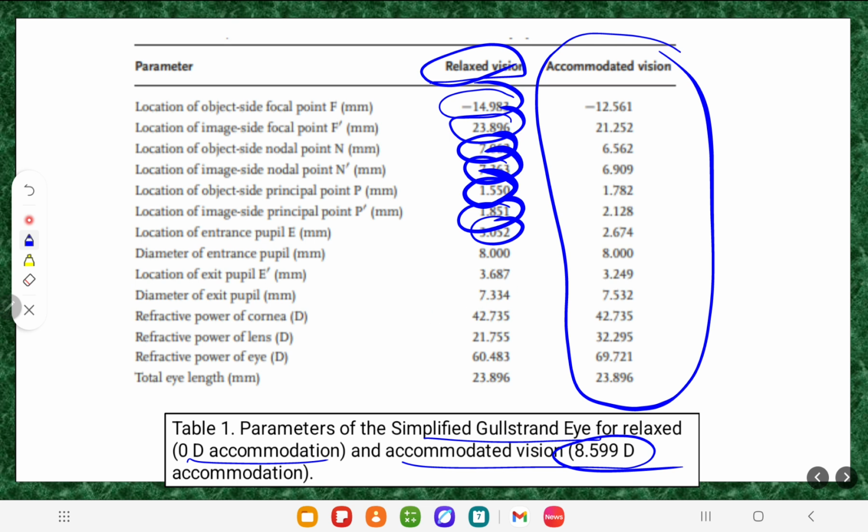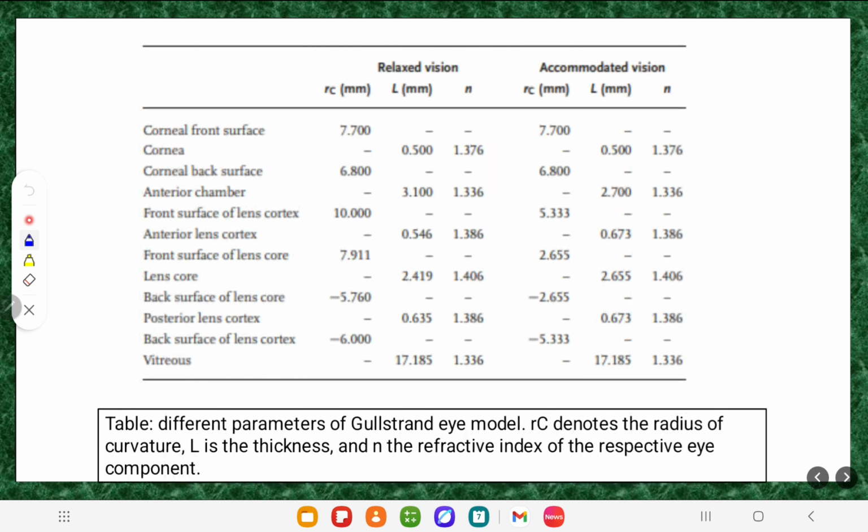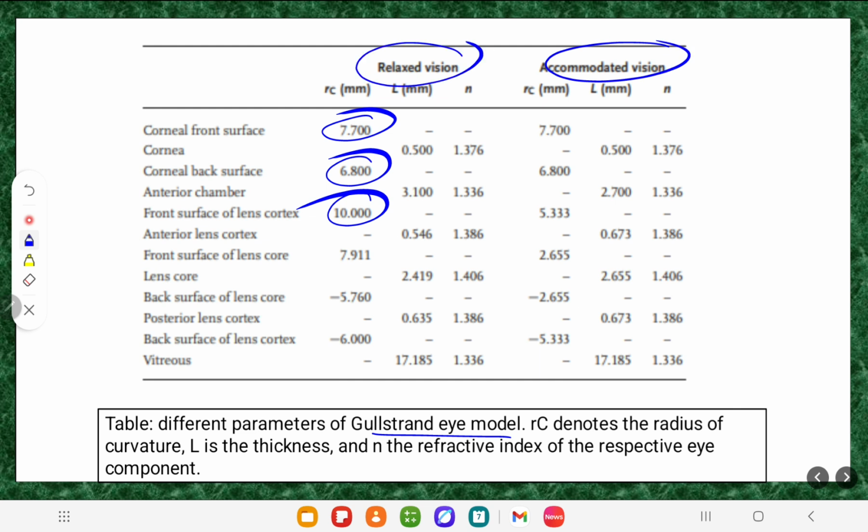So it's very important. Corneal power and lens power, total axial length. So it's always important, these small things. See the different parameters of the Goldstein eye model. You can see front surface of Goldstein, back surface of Goldstein. Can you see front surface of cornea? Sorry, lens, cortex. So there are a lot of things in accommodation, in relaxation. Please pause the video and see all the things.